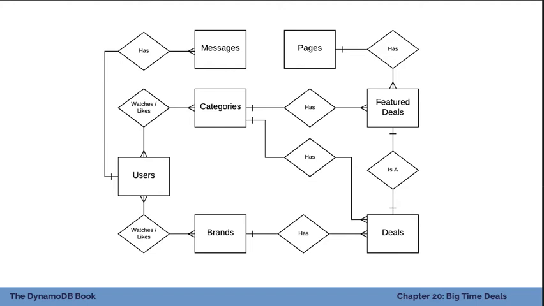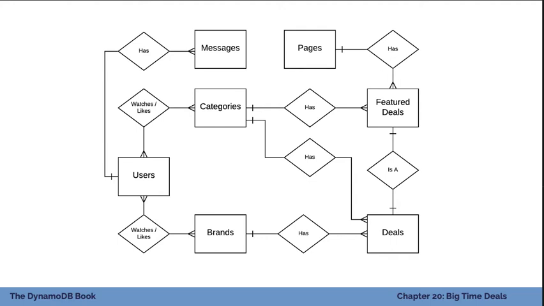In the bottom right there, you see that deal entity, and you can see that a deal is related to both a brand and a category. So there's a one-to-many relationship between categories and deals, and a one-to-many relationship between brands and deals, where a deal will belong to a particular brand or category, but each brand will have multiple deals and each category will have multiple deals.